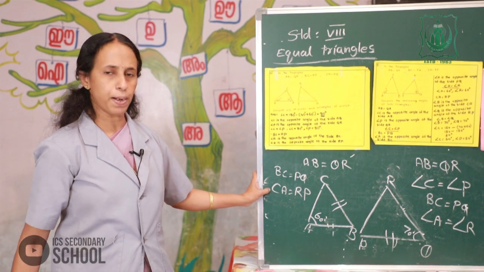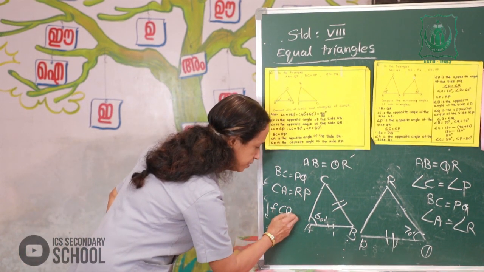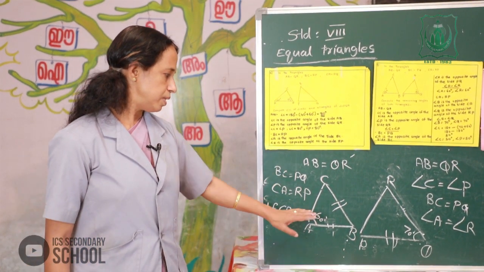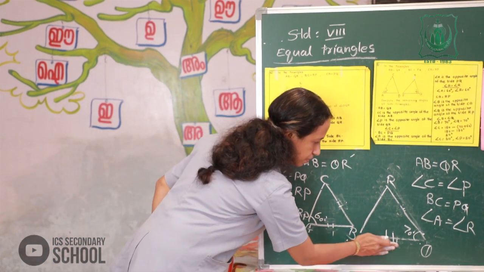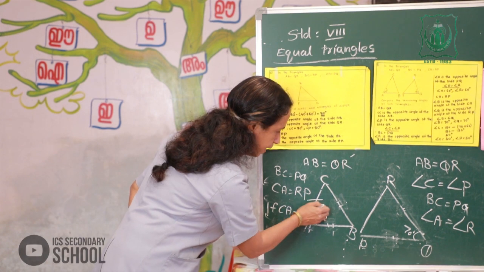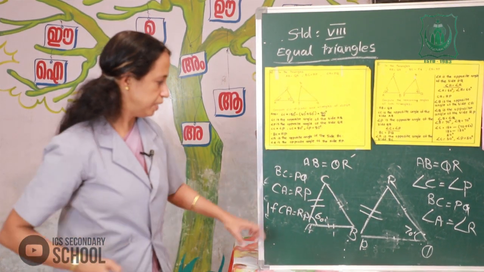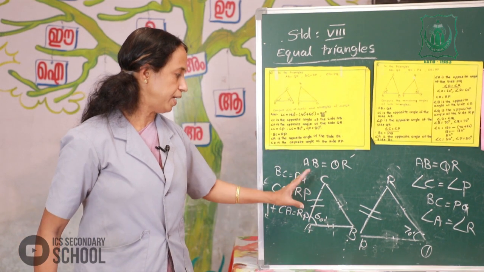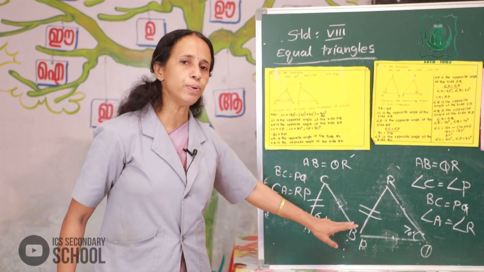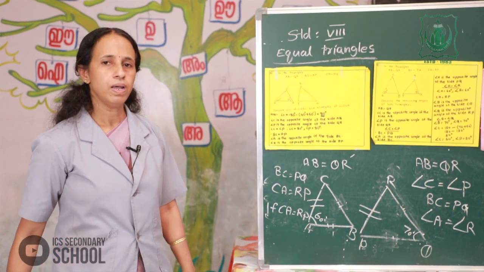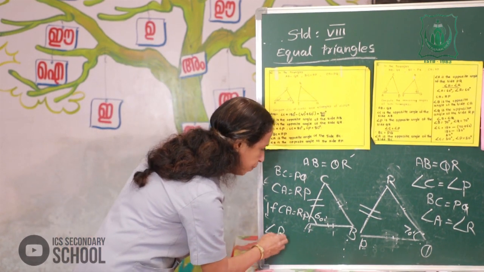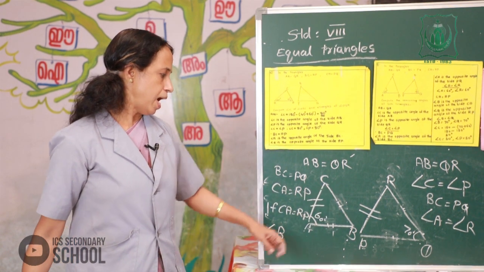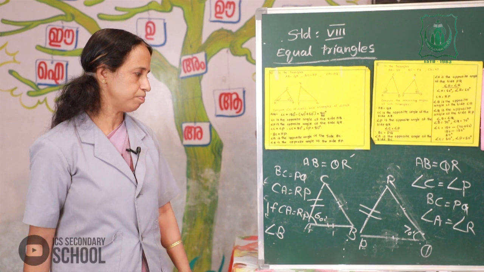If CA equal to RP. Which angle is the opposite angle of the side CA? Angle B. Angle B is the opposite angle of the side CA.